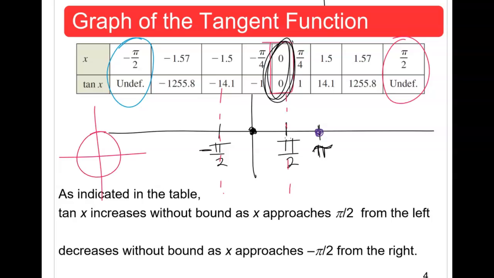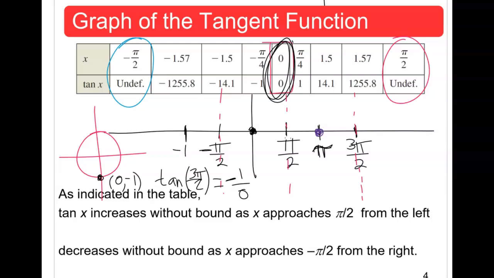Now, let's see what will happen if we go another pi over 2 units to the right. So that's going to be 3 pi over 2. And at 3 pi over 2, the coordinates of that point will be 0, -1. So to find the tangent at 3 pi over 2, we will need the sine at 3 pi over 2, which is -1, and then divided by cosine, which is 0. So at that point, it's going to be undefined as well. So we will have another vertical asymptote.